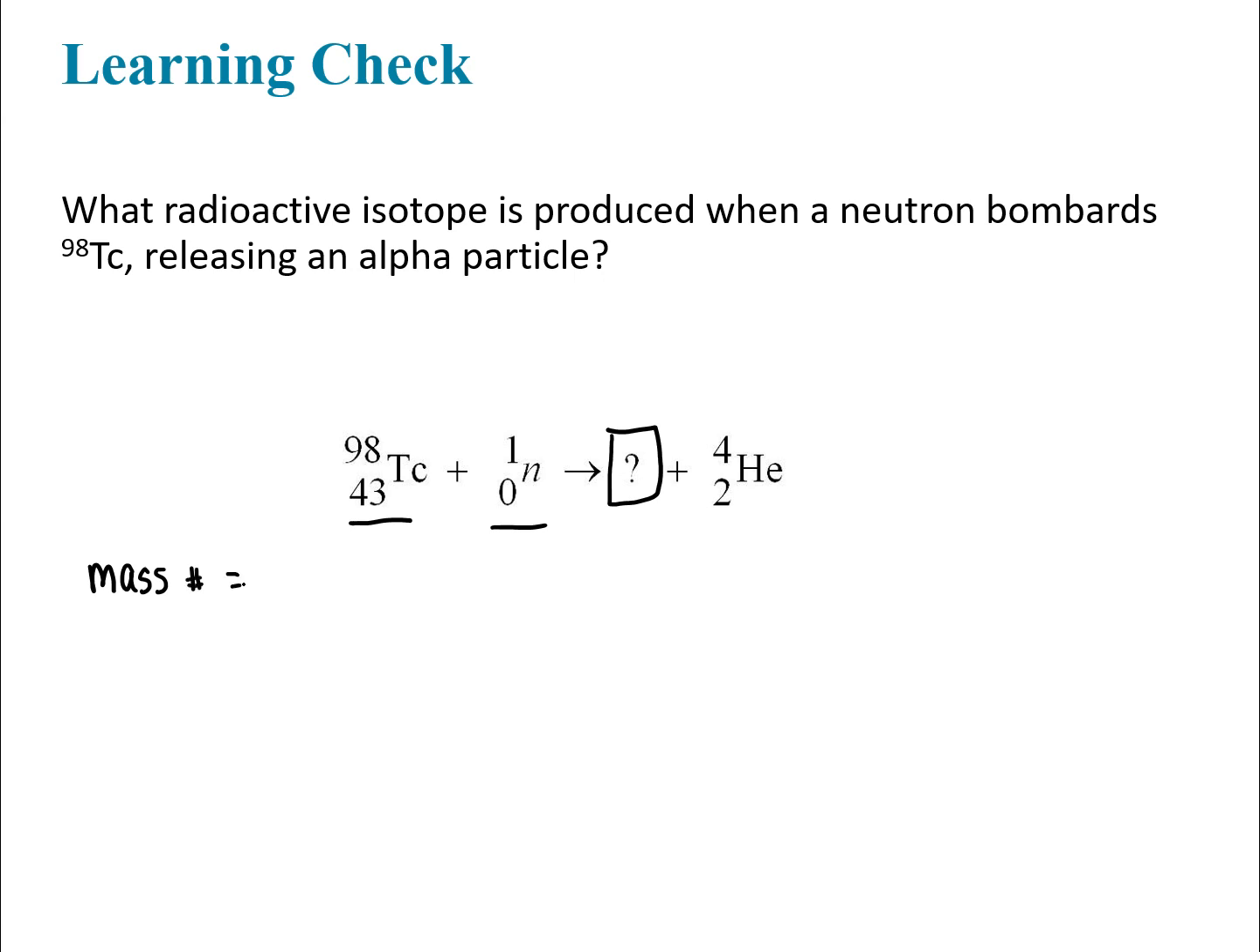The mass number for the reactant side is going to be 98 plus 1 because we have a neutron. So every mass number on the reactant side we're going to add together, and that gives us 99. Does that make sense so far? Because so far we've only had the one thing on one side. Now we've got multiple things on both sides.